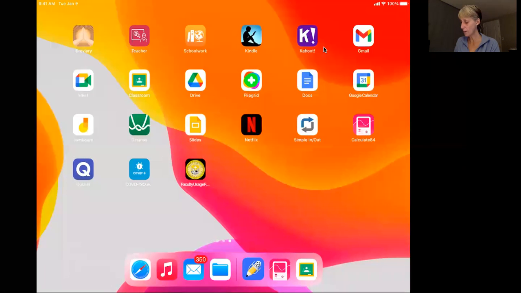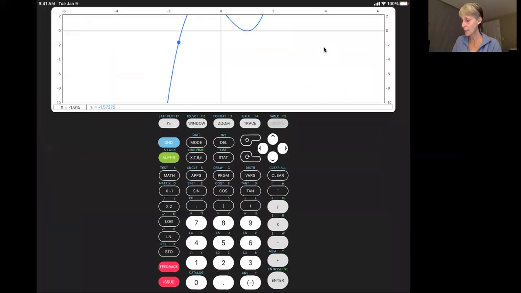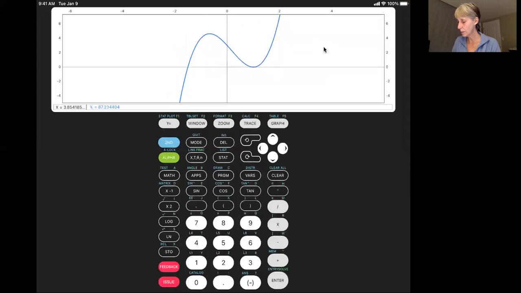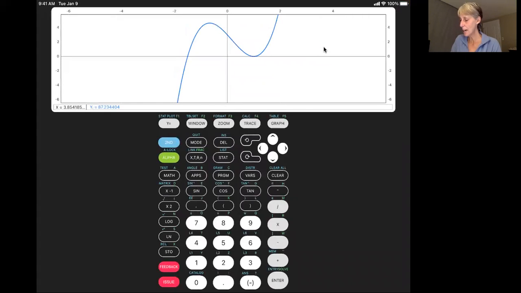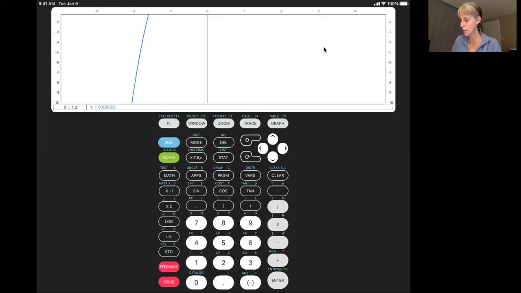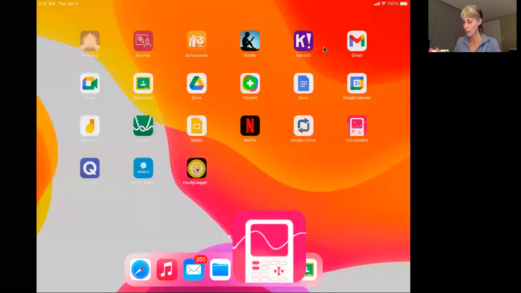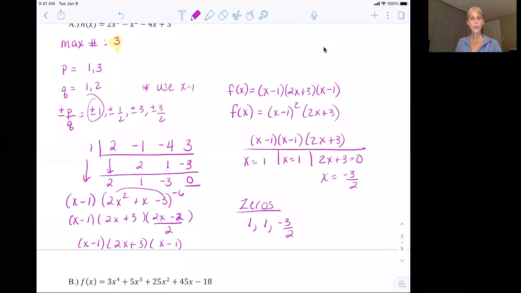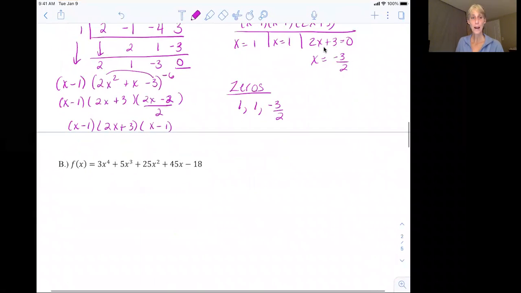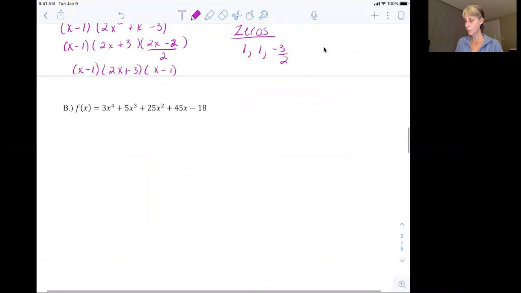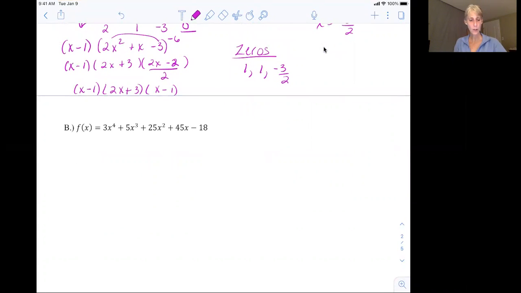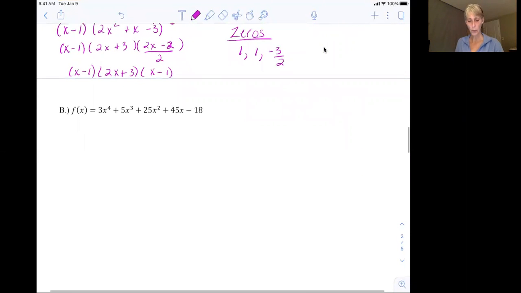And from our graph, it's easy to see that when we look at the graph of this function, the factor of 1 bounces there. That's why it has a multiplicity of 2. And our other x-intercept is -3/2. Okay? So hopefully you're seeing the connection between all the things we've been studying over the past couple of days. This one's going to be a little bit of work here, guys.